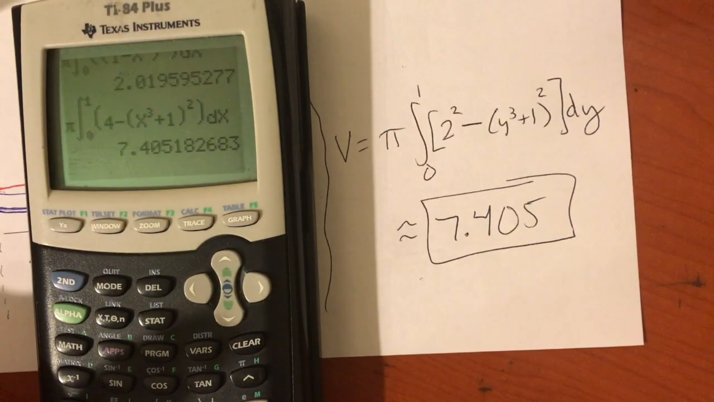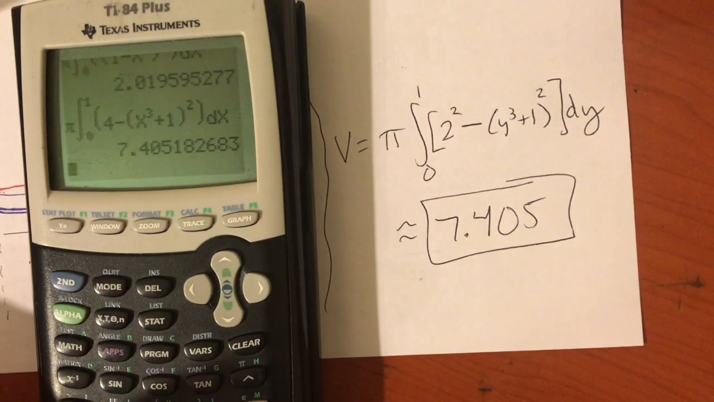That is the washer method, and that is a wrap on Chapter 6 and AB Calc in the year 2020.